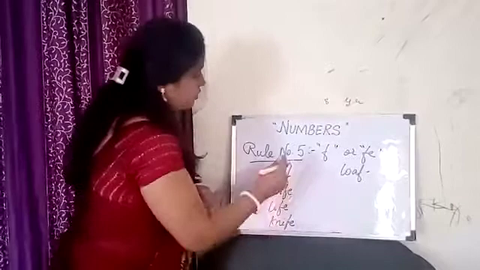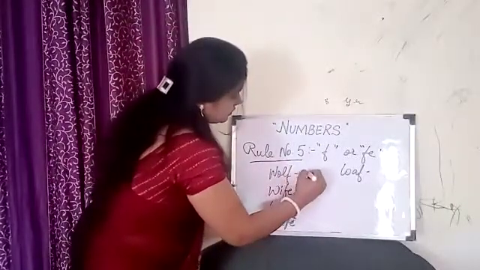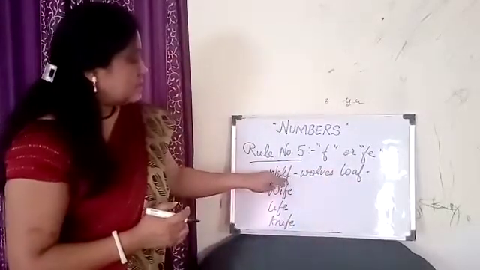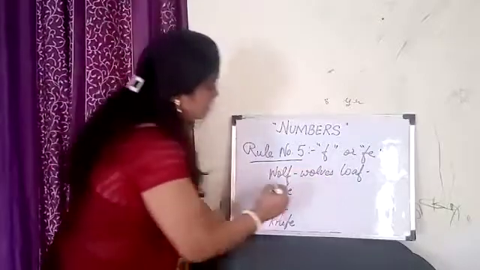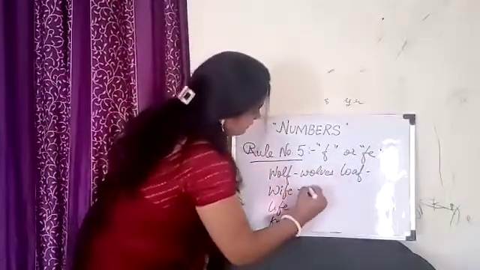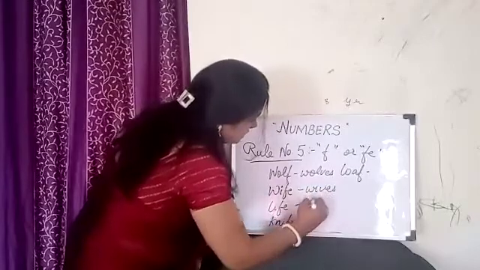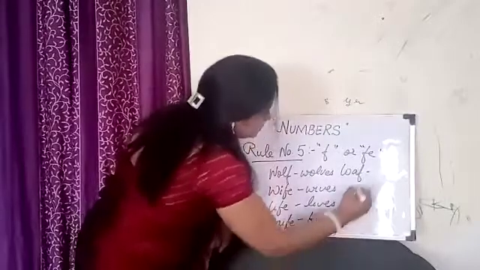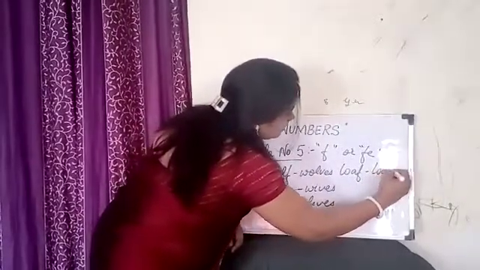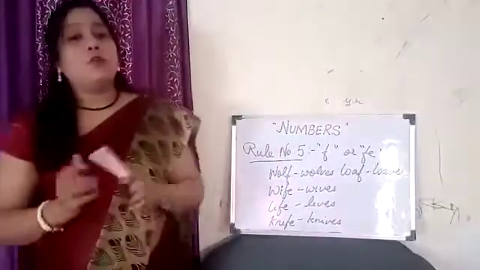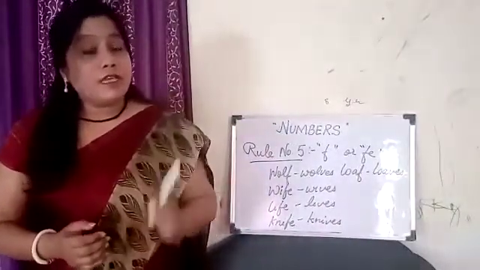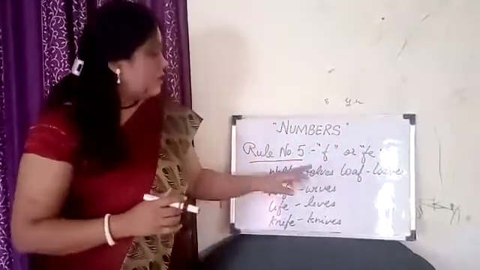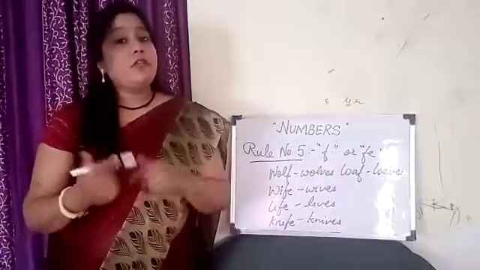So what you have to do, you need to remove this f and add ves. Just replace this f with ves. So wolf becomes wolves, wife, wives, life, lives, knife, knives, loaf becomes loaves. Correct? So this is the rule: if the noun has f or fe at the end of it, the f or fe will be replaced by ves. Correct? Now the sixth rule.